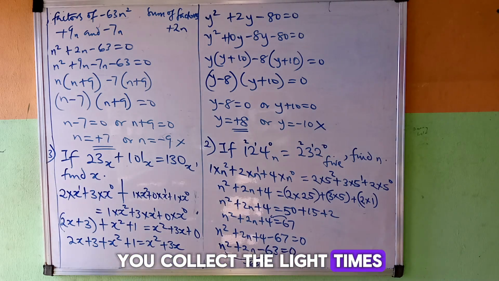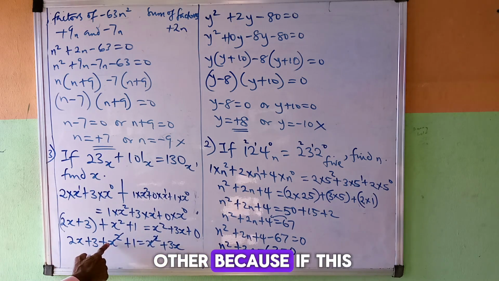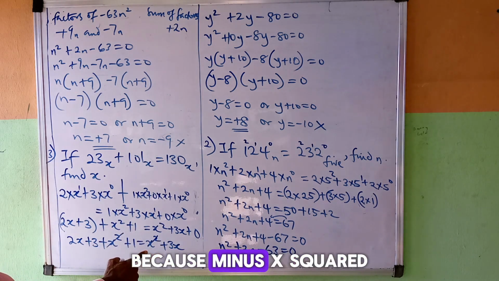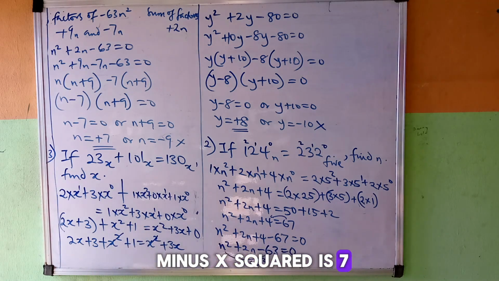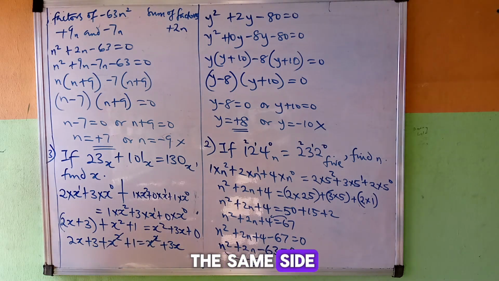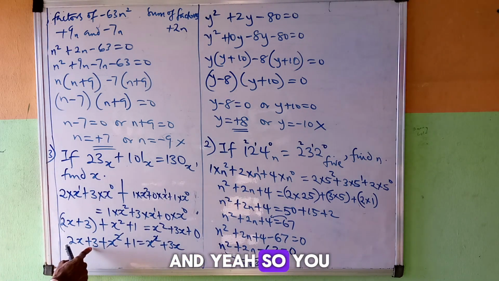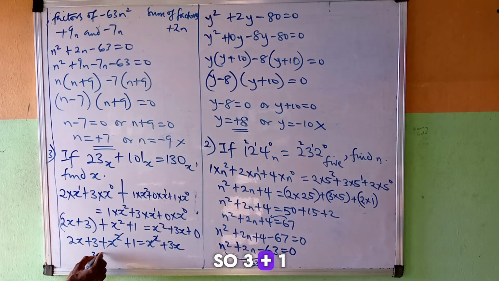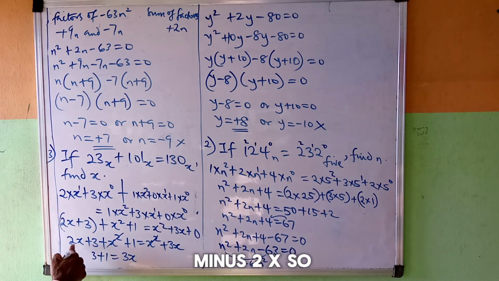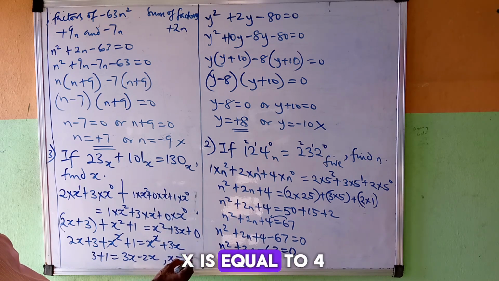If you collect the like terms, you have x squared on this side, and on this side it cancels out each other, because if this x squared crosses here, it becomes minus x squared, minus x squared is 0. So that is out. So let's collect the like terms. All the guys with x will come to the same side, all the guys without x will come to the same side. So let this 2x go meet the 3x, and you have 3 and 1 left. So 3 plus 1 equals to 3x minus 2x. So our x, 3x minus 2x is x. x is equal to 4.